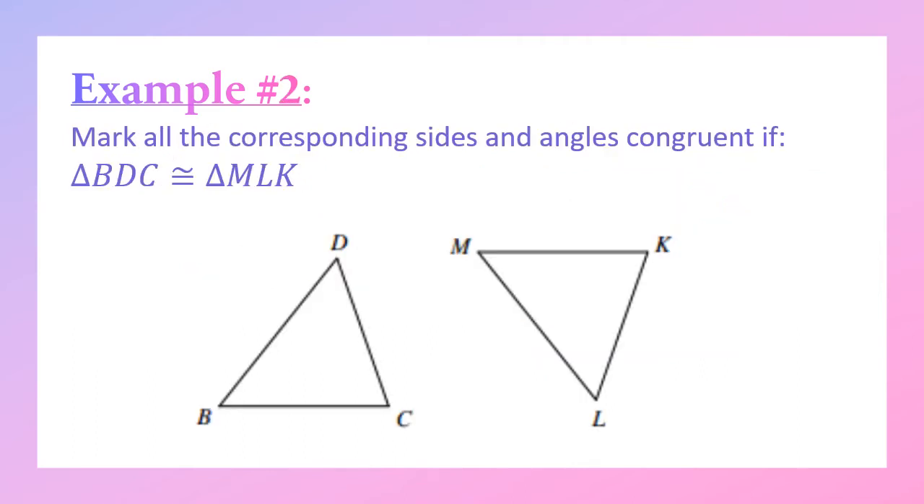All right, let's look at example 2. It says to mark all the corresponding sides and angles congruent if triangle BDC and triangle MLK are congruent.